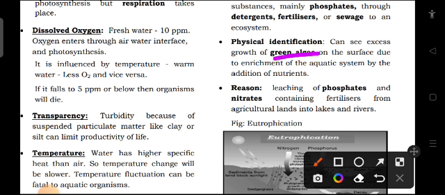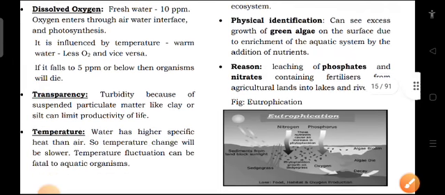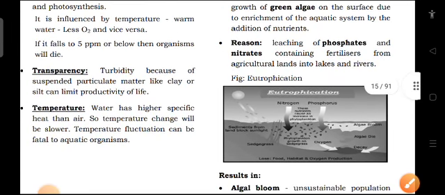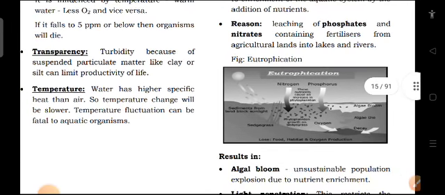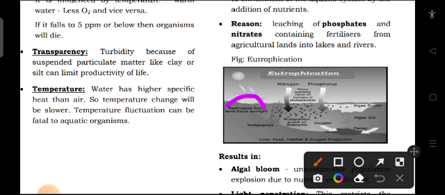Now, what is the reason? Leaching of phosphate and nitrate containing fertilizers from agricultural land into the lakes and rivers, as we discussed now. This is the picture of eutrophication. We can see here sediments from the land blocking the sunlight. This is how.